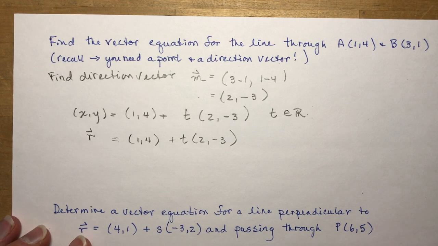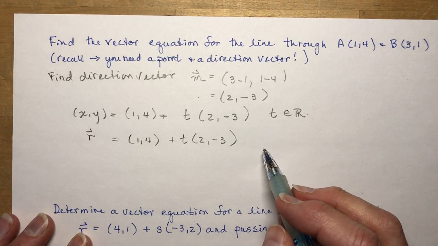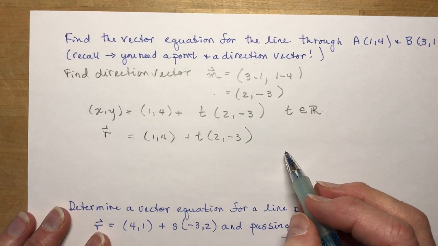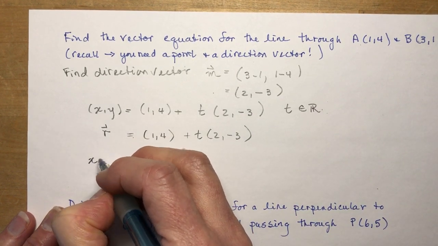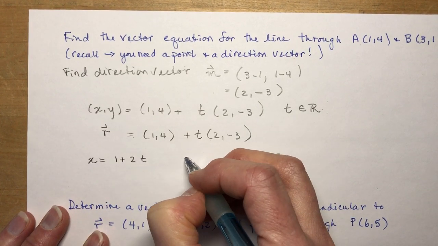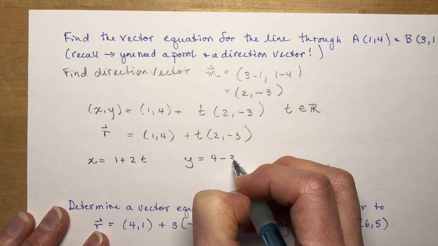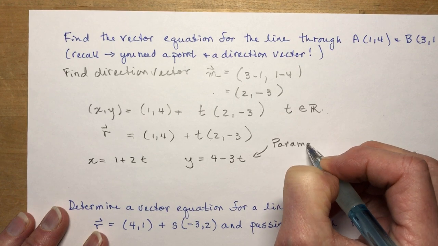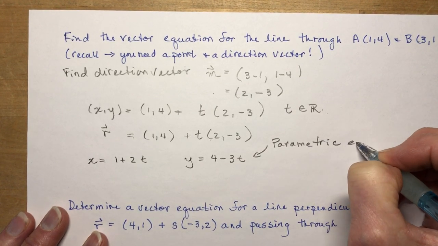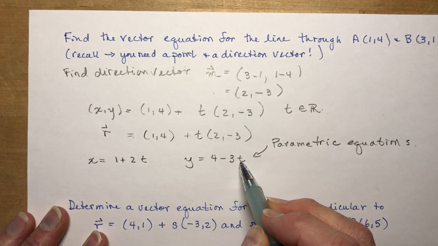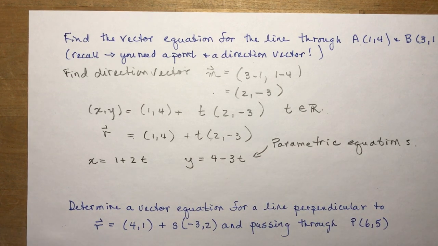Okay, so let's find two other points using the parametric equations. Remember, we're just going to describe them in terms of x and y. So x is going to be 1 plus 2t, and y is going to be 4 minus 3t. And again, these are your parametric equations. Get used to the language. If your teacher asks you for the parametric equations, you don't want to say, oh, I don't remember what they are. It's very easy. Parametric uses the parameters. And you're going to use those a lot.